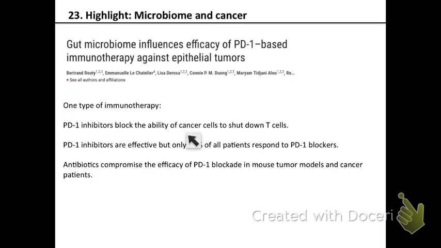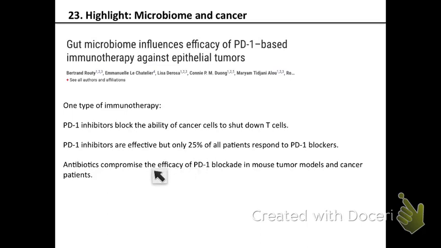So the cancer cells evade the immune system by upregulating this PD-1 protein. If you inhibit that, so you use PD-1 inhibitors, then the immune cells can actually attack the cancer cells and help clean up the cancer from the body, right? The problem is that when it works, it works really well, but if it doesn't work, it doesn't work at all. So they're effective, but only 25% of the patients actually respond to these PD-1 blockers.